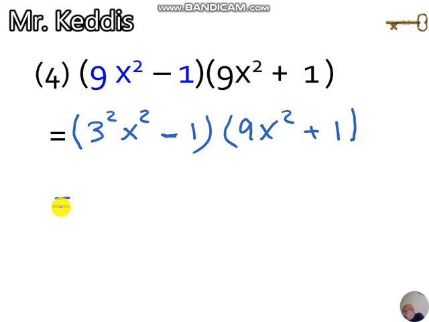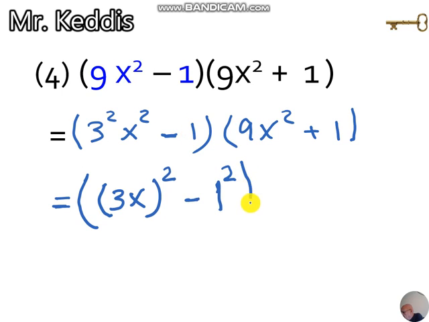This is equal to 3x quantity squared minus 1, and I'm going to write 1 as 1 squared, because 1 times 1. I close the bracket and I write the second binomial, which is 9x squared plus 1.